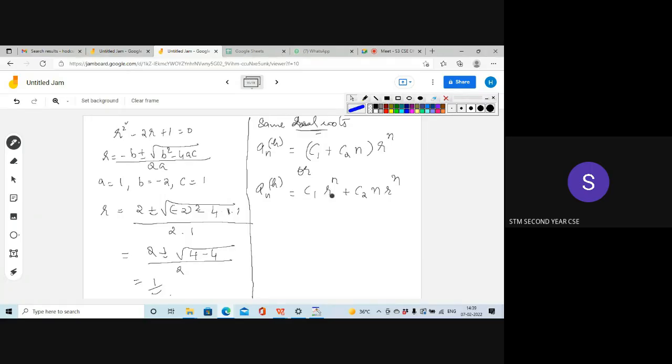Okay, so instead of C1 in the notes, I have given it as A, and instead of C1 and C2, I have given it as A and B. And instead of the root r, I had given it as alpha 1 and alpha 2. Alpha 1 raised to n plus B into n into alpha 2 raised to n. Anyway, alpha 1 and alpha 2 are both the same. A into alpha 1 raised to n plus Bn into alpha 1, since alpha 1 is equal to alpha 2, we can write here alpha 1 itself.